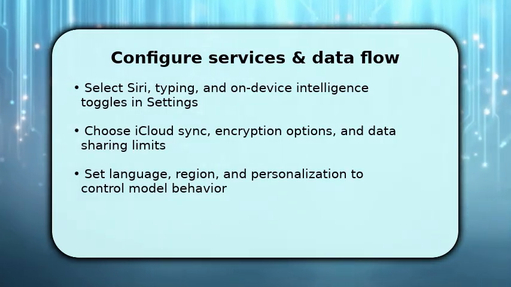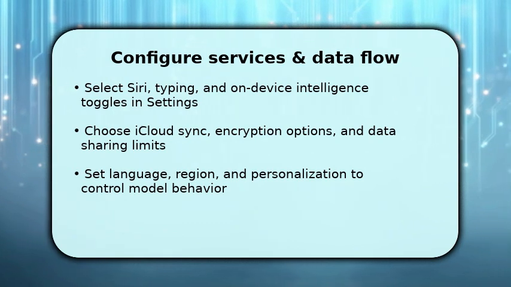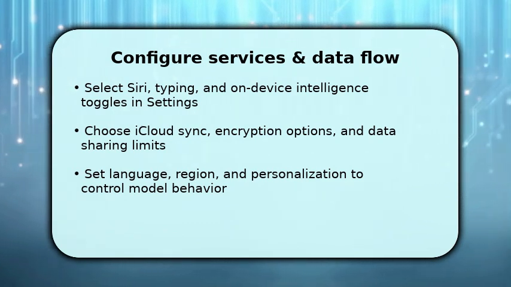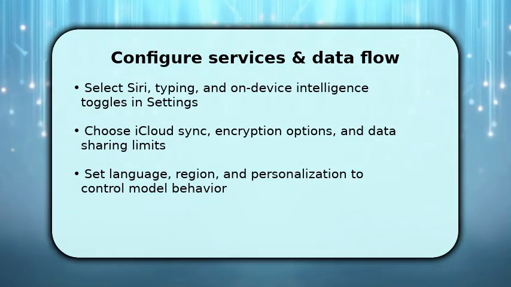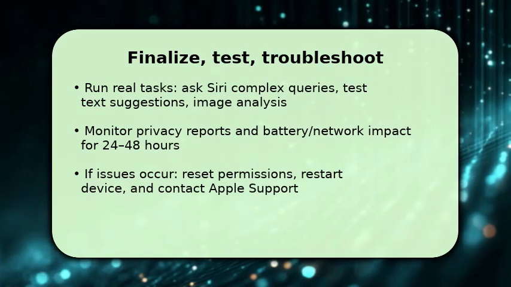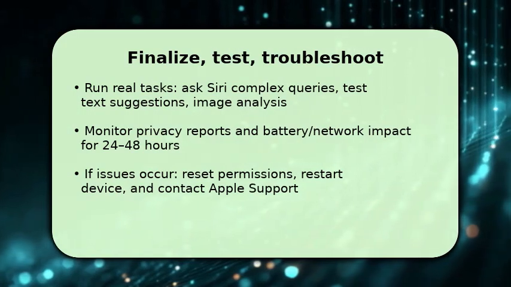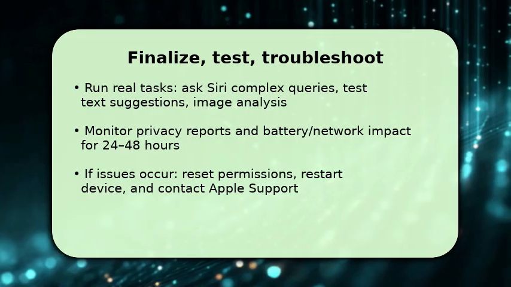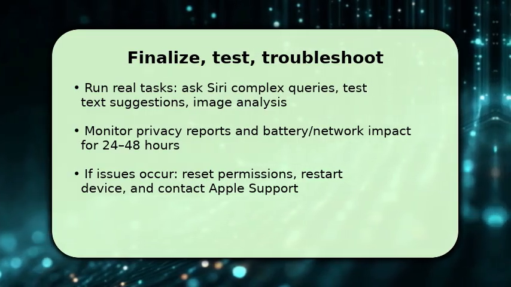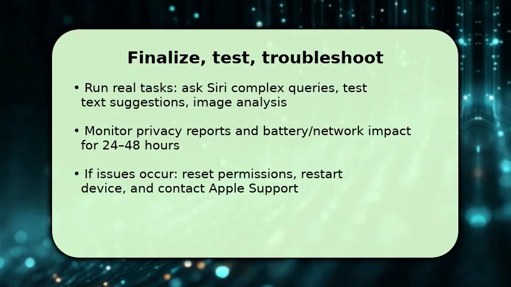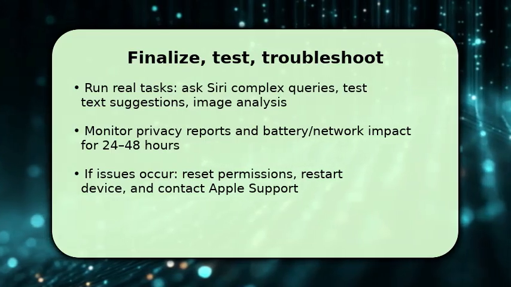These choices determine what runs locally versus in the cloud. Once set, the system will balance privacy and finish by testing real use cases. Ask multi-step Siri queries, use intelligent text and image features, and confirm expected behavior. Observe privacy reports and watch battery or network changes for the next 24 to 48 hours to spot anomalies.